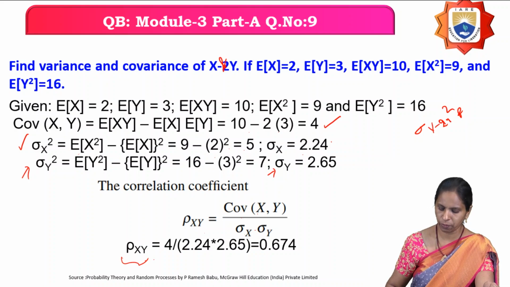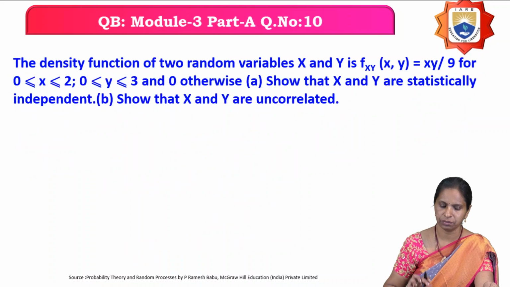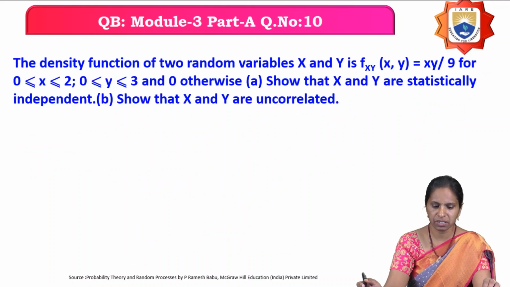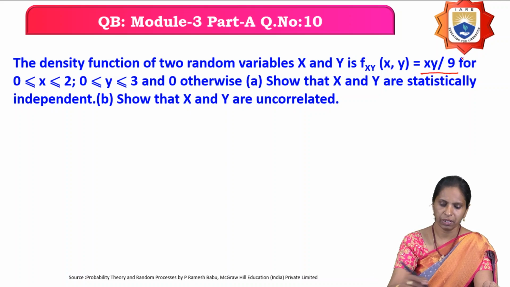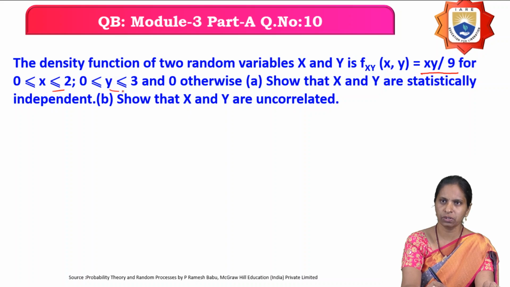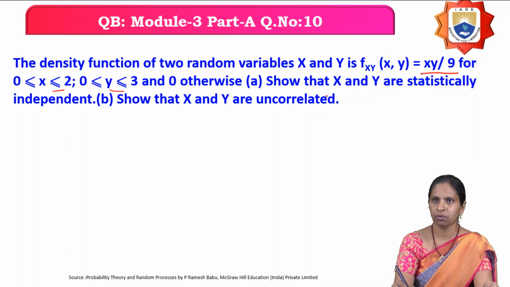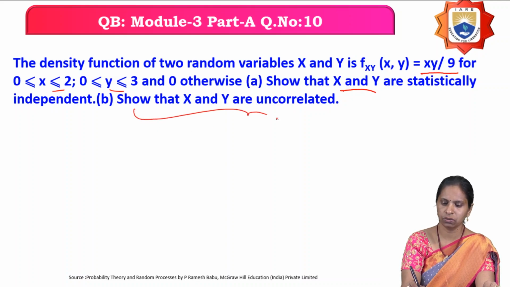Variance of x and y and covariance of x and y you have to calculate here. So next problem is the density function of two random variables x and y is f_xy(x, y) equals xy by 9, when x is from 0 to 2 and y is from 0 to 3. Then what you have to show? You have to show that x and y are independent. You have to show that they are uncorrelated.